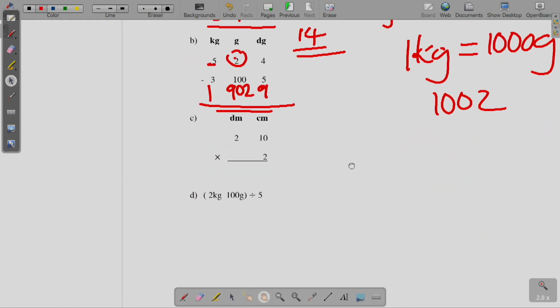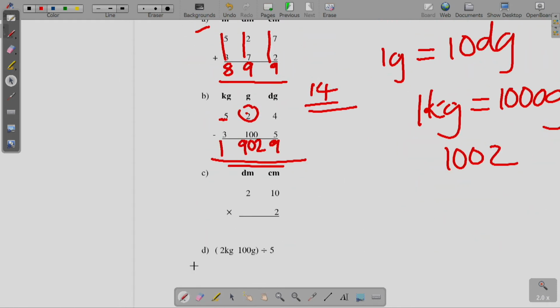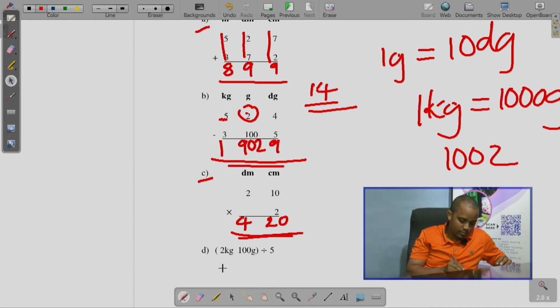Also, let's move to Roman C, where we are required to perform multiplication. So 2 times 10 will get 20. 2 times 2 equals 4. So this one will be the answer. And let's finish with the last one, where we are required to perform division.